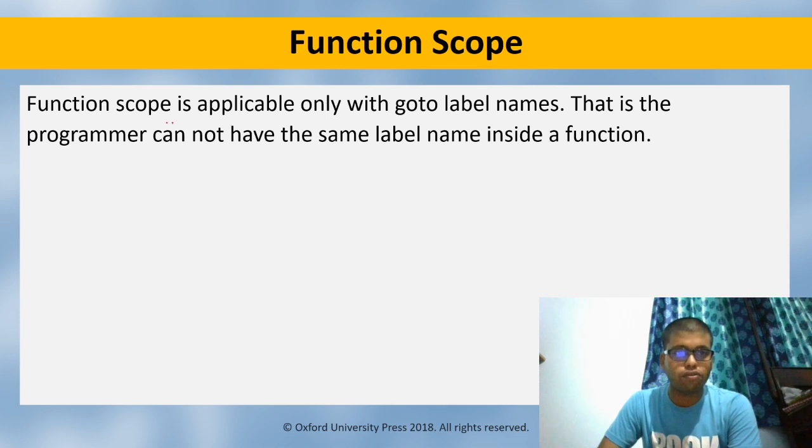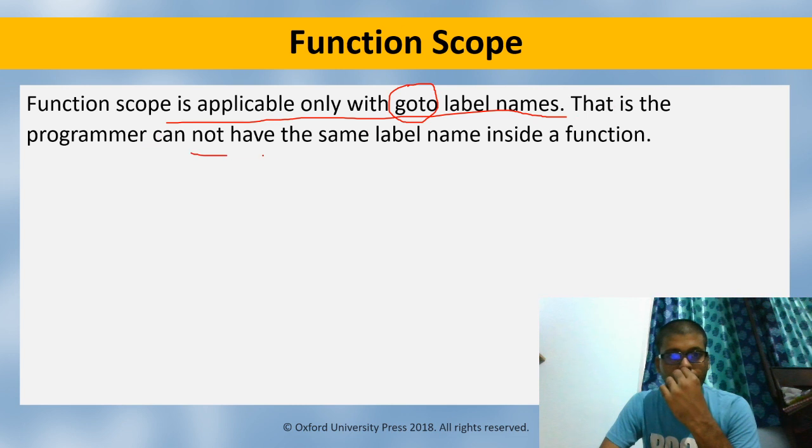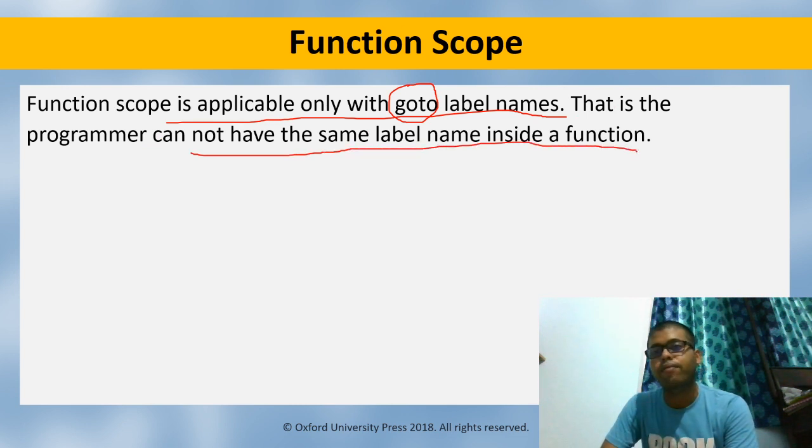Now function scope is applicable only to goto label names. So we have to use goto. In that case, we have this function scope, that is, the programmer cannot have the same label name twice inside the function. Okay.